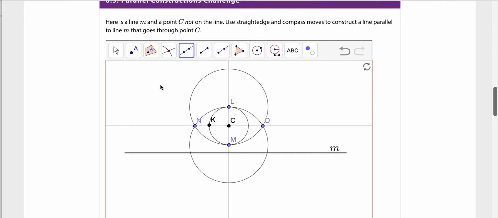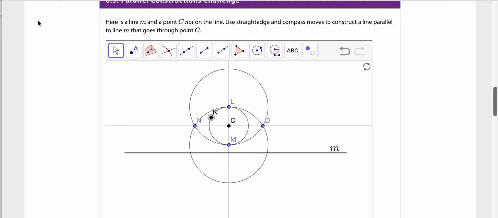It kind of looks like it goes through K. That doesn't matter. You can move point K. K doesn't affect this. K was just the extra point when I drew my circle. So there we go. We now have a line that is perpendicular to, we could name this one LM, right? So NO is perpendicular to LM, and NO is parallel to line M.